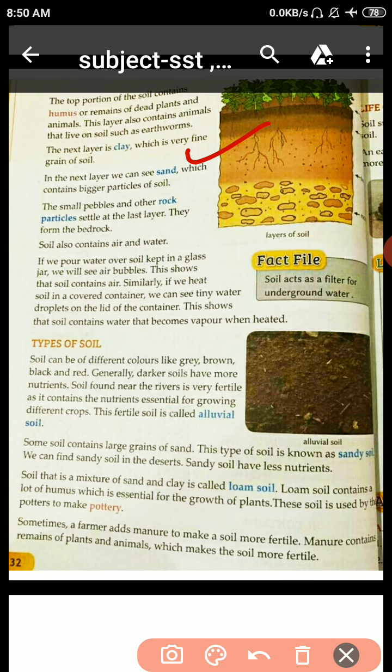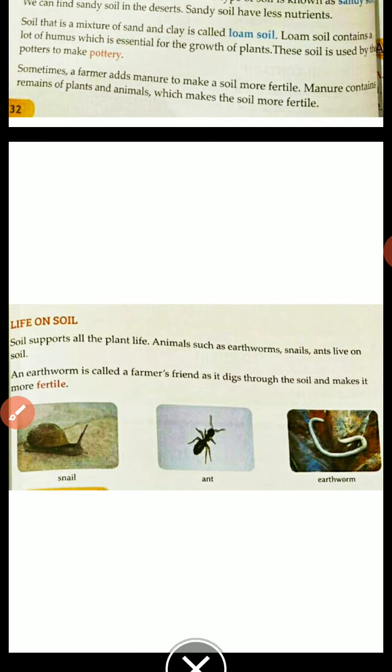After that, we'll move on to the last page. Life on soil. Soil supports all the plant life. Animals such as earthworms, snails, ants live in soil. The earthworm is called a farmer's friend as it digs through the soil and makes it more fertile. That's why we are studying this on page 32. The layer also contains animals that live in soil such as earthworms. It's called the farmer's friend because it digs through the soil and makes it more fertile.